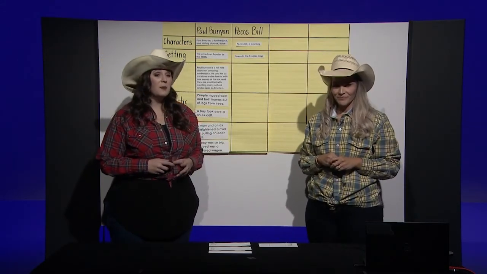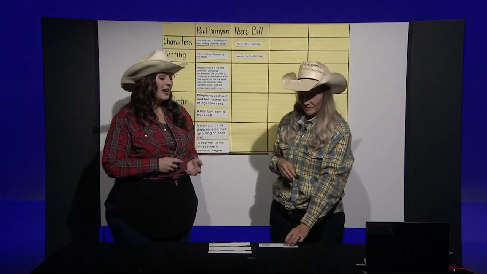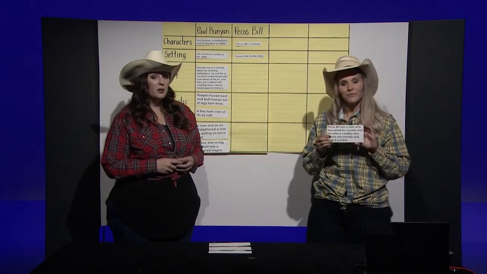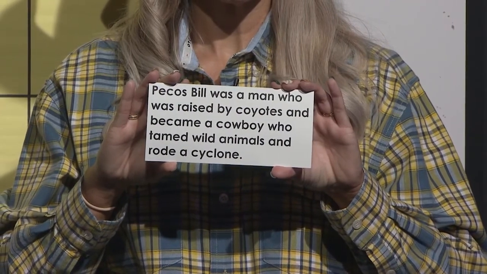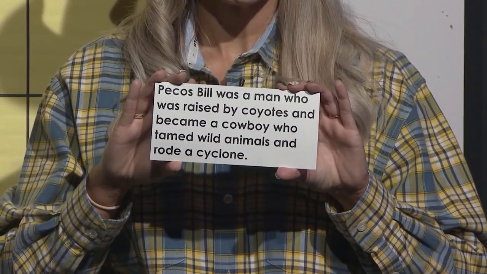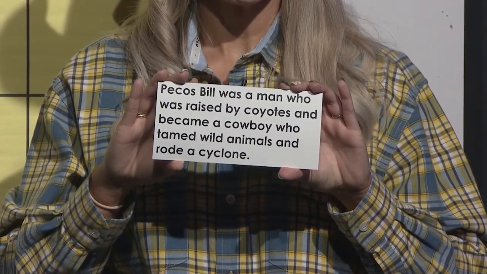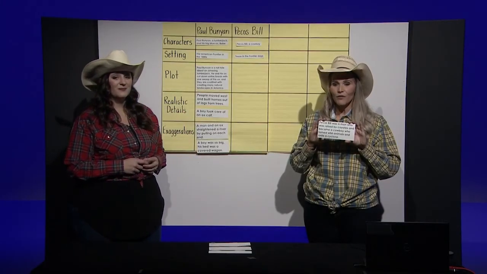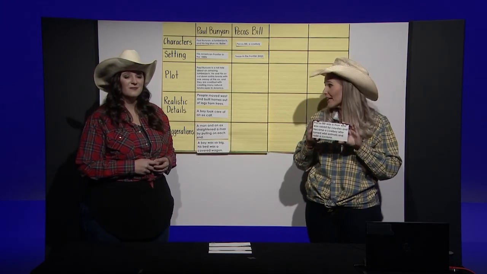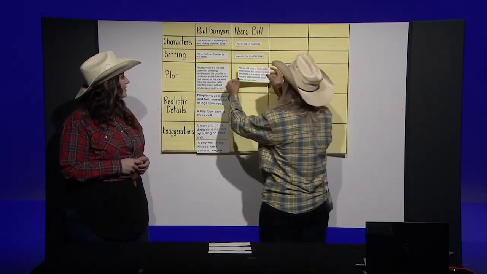To summarize the plot of our story, I'd say Pecos Bill was a man who was raised by coyotes and became a cowboy who tamed wild animals and rode a cyclone. What a great summary. It hits the overall main events of the story. That's right. Let's put it on our table.